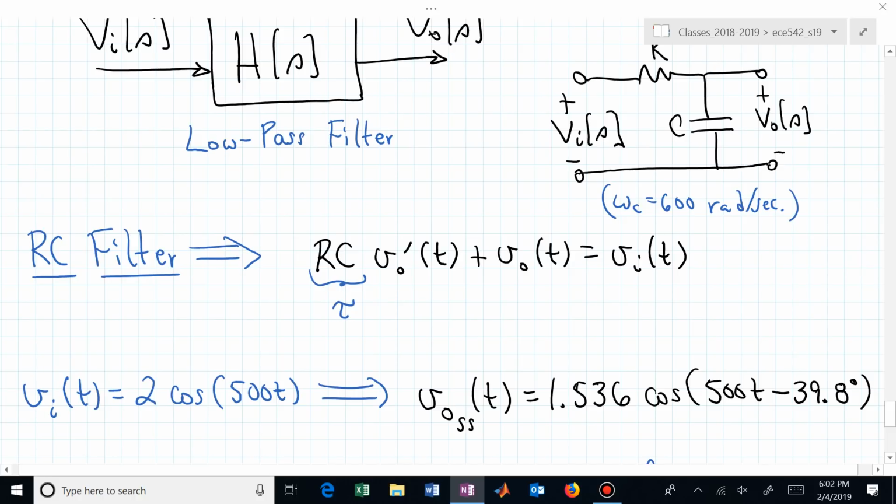You know its frequency, right? You're shaking that system at some frequency. Well, the output, after the transients have disappeared, has to be shaking at that same frequency. So for partial credit, you can say, oh, this is a cosine of 500t.